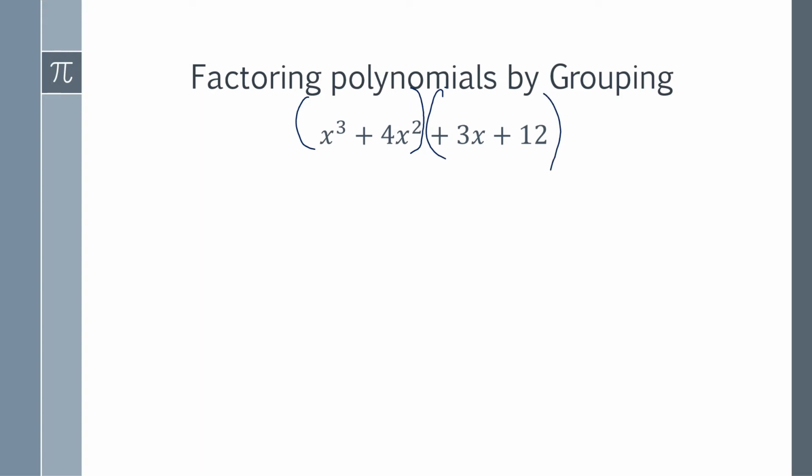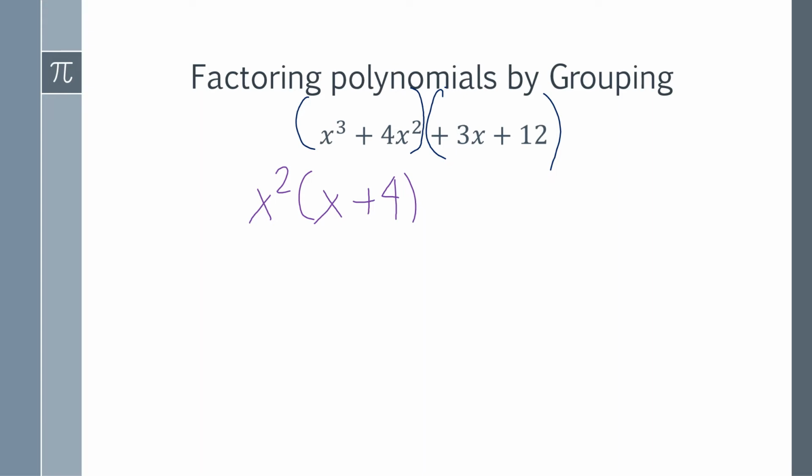All right. In the binomial on the left, what is the thing that they have in common? The biggest thing that they have in common is x squared, and what's going to be inside of that is x plus 4. Use the distributive property to check your work.